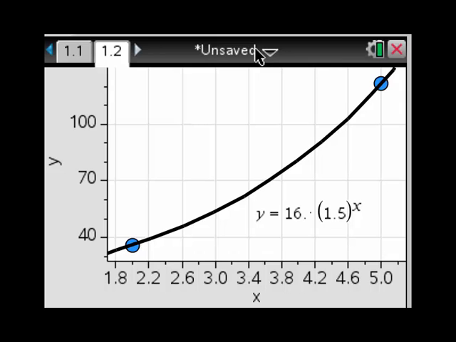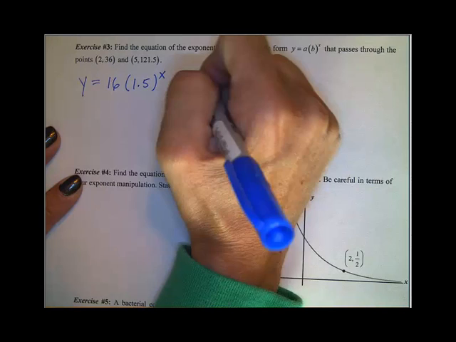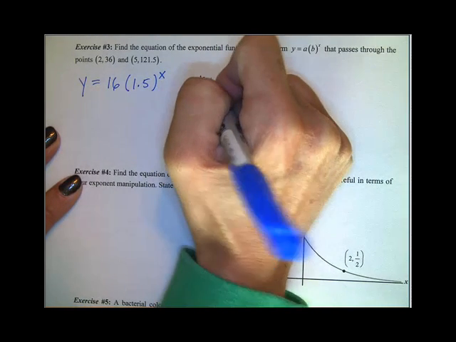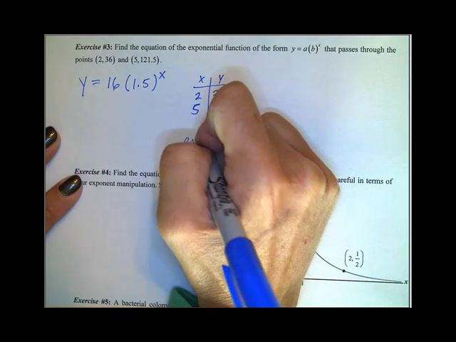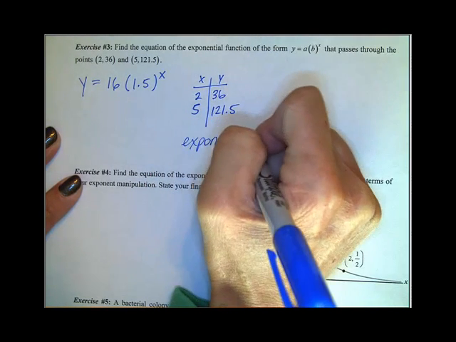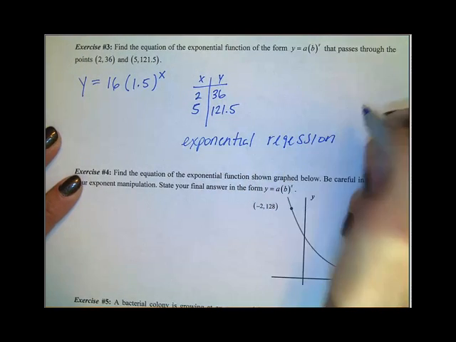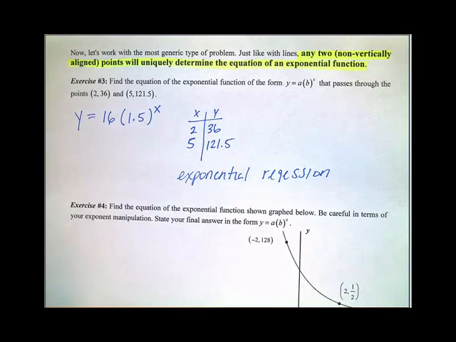What kind of work are you going to show? Well, I would say make your table. And then say exponential regression. And that tells us how you found it. All right, pause the video and try example 4.